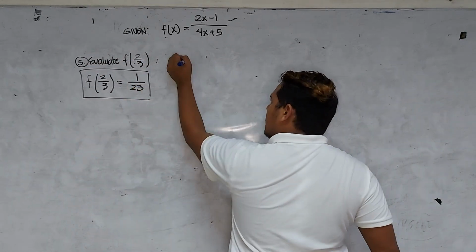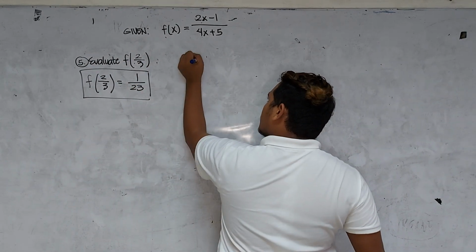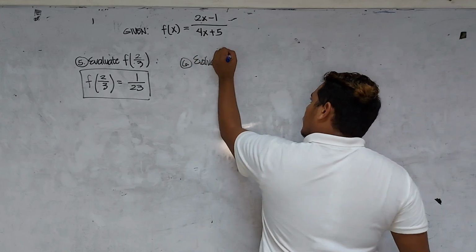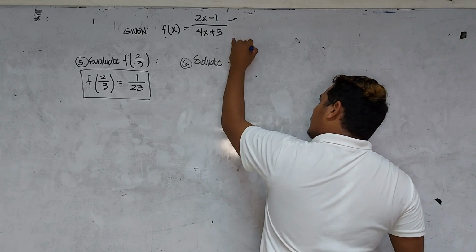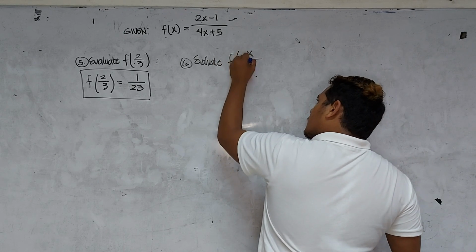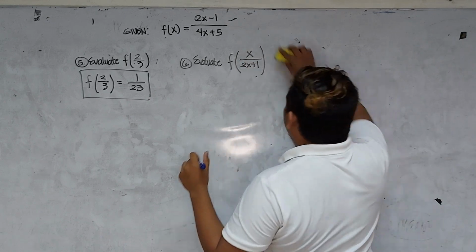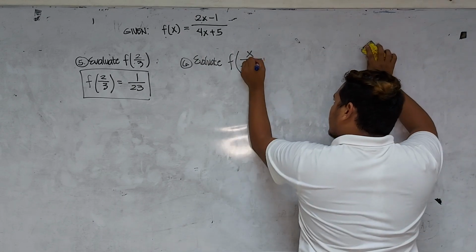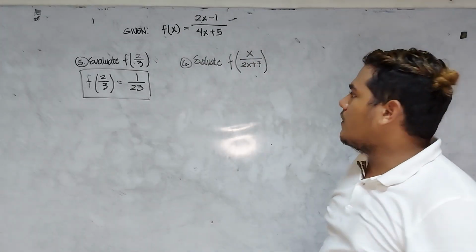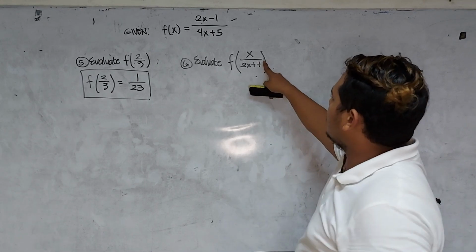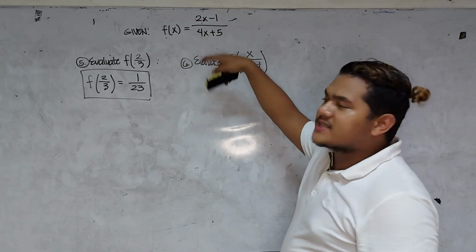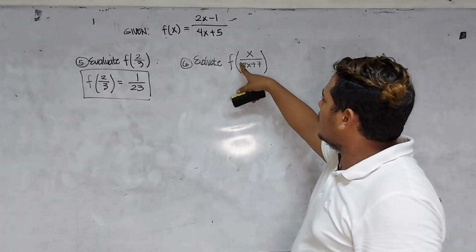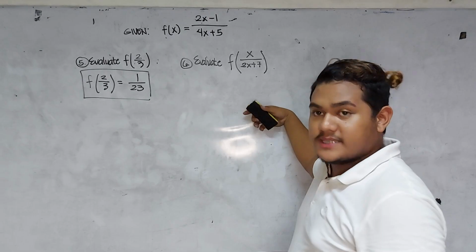For our sixth example, how about if it's going to be like this? Evaluate f of x over 2x plus 7. Given f of x equals 2x minus 1 over 4x plus 5, evaluate f of x over 2x plus 7.